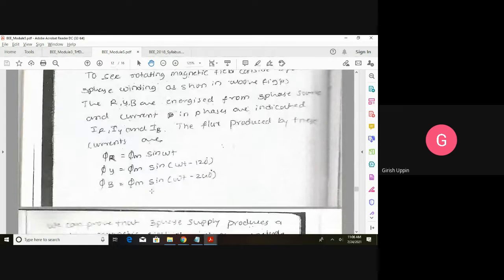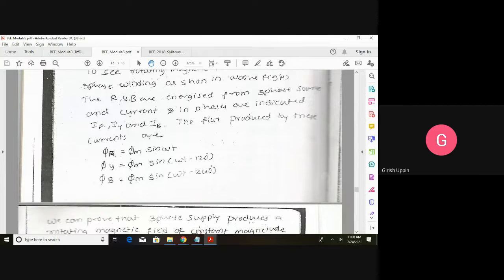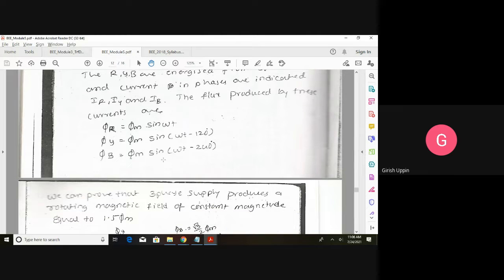As I told you, the currents IR, IY and IB in each of the phases produce these fluxes. Phi R is equal to phi m sin omega t, phi Y is equal to phi m sin(omega t minus 120 degrees), and phi B is equal to phi m sin(omega t minus 240 degrees). So what would be the total flux? It is the phasor sum of phi R, phi Y and phi B.